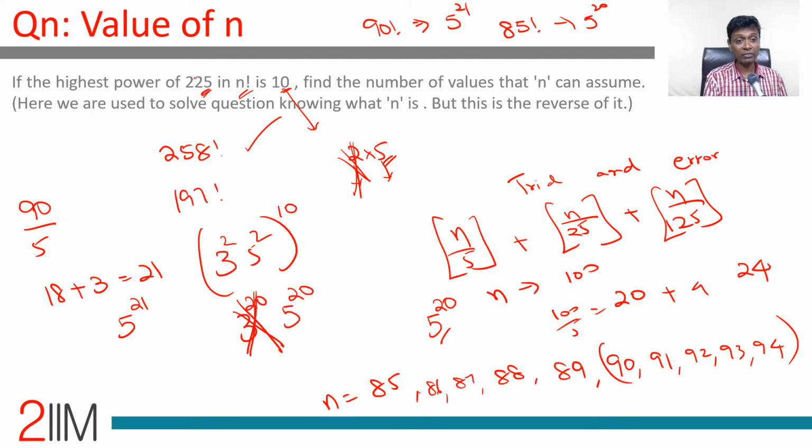To get to 225 per 11, we need 5 per 22. That happens only with 95. Fine. So this is just trial and error, nothing more than that.